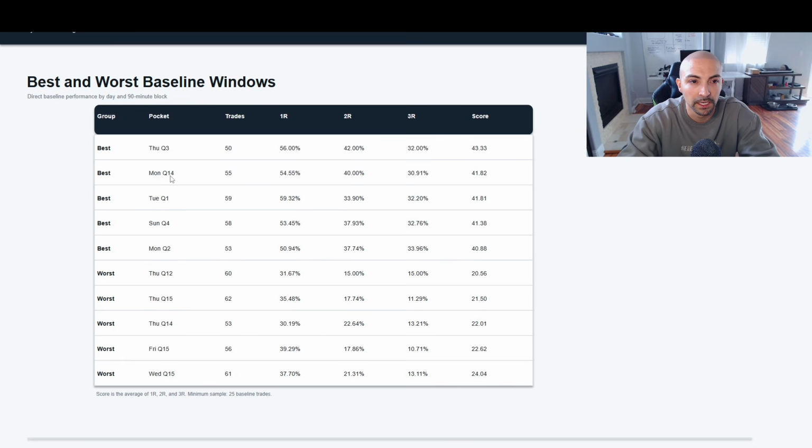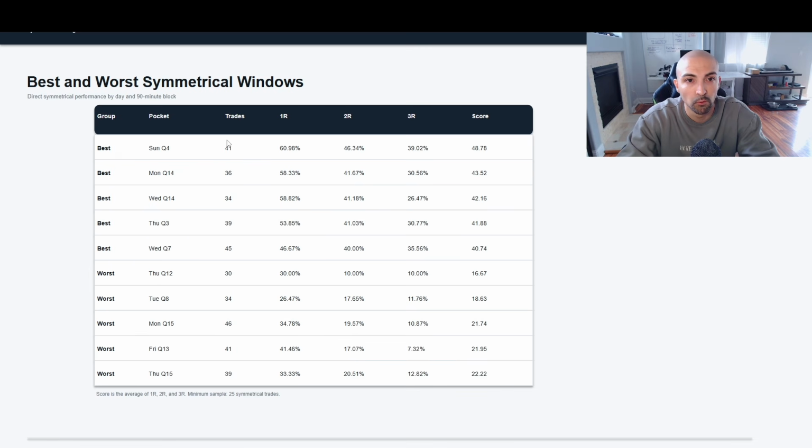All right, Monday, Q14, 54% for 1R. Tuesday, 59%. That's even better. And I think that is going to be the best for 1R, is 59%. I don't want to go through the rest of them, so you could screenshot it or whatever. And let's move on.